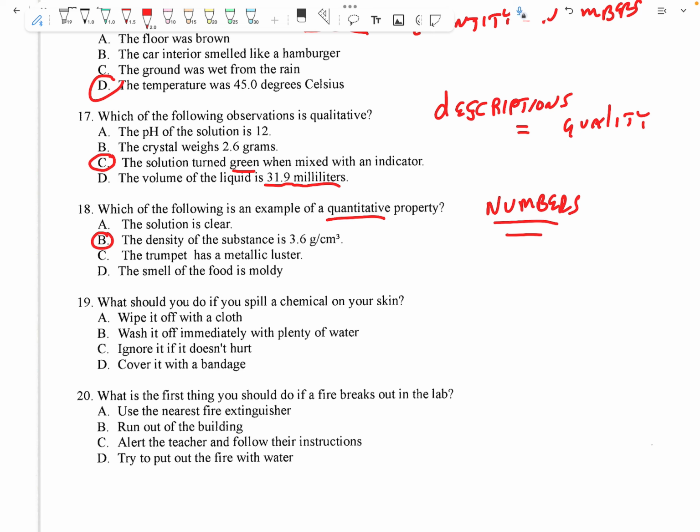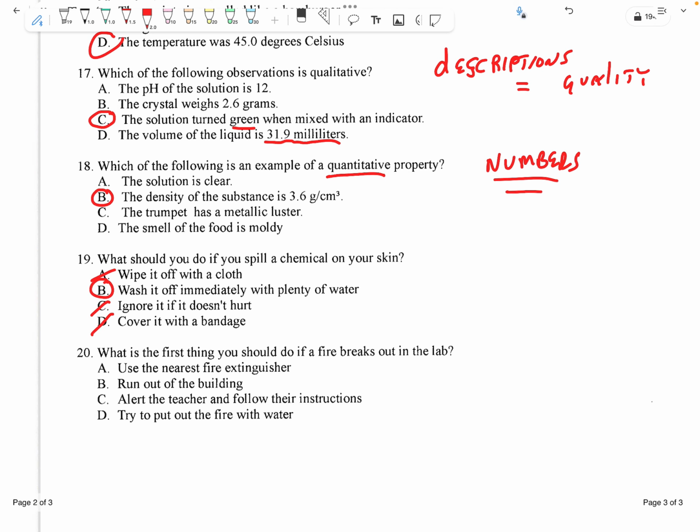Number 19. What would you do if you spill a chemical on your skin? Wipe it off with a cloth? No. Ignore it if it doesn't hurt? No. Cover it with a bandage? No. You wash it off immediately, plenty of water, and then, obviously, you tell me.